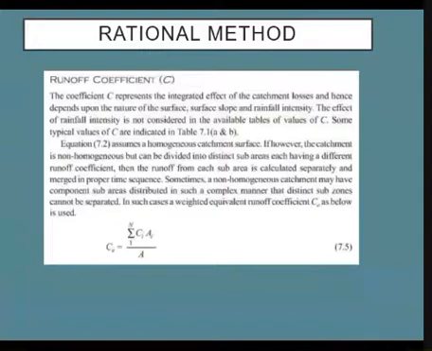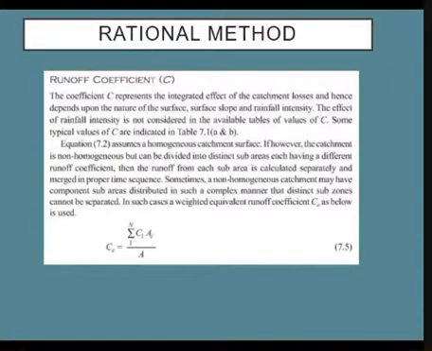Runoff coefficient. The coefficient C represents the integrated effect of the catchment losses and hence depends upon the nature of the surface, surface slope, and rainfall intensity. The effect of rainfall intensity is not considered in the available tables of values of C. Some typical values of C are indicated in Table 7.1 A and B.